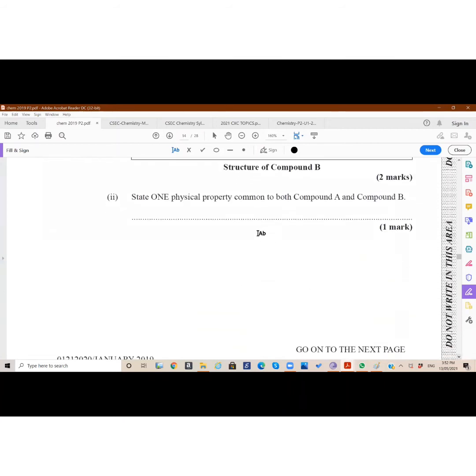State one physical property common to both compound A and compound B. So between those 2 compounds we just saw, pentane and pentene, what is one physical property common to both of them? They have 5 carbons. Correct. So they both have the same number of carbon atoms.